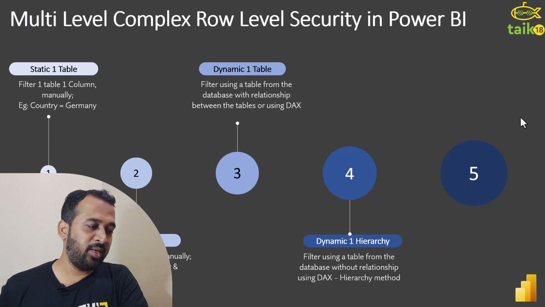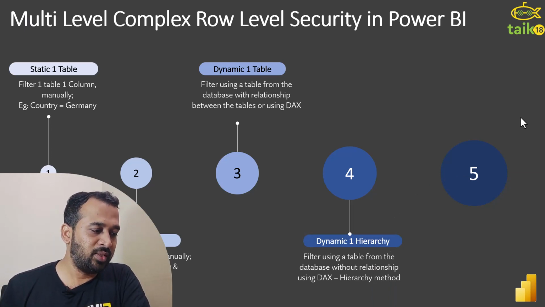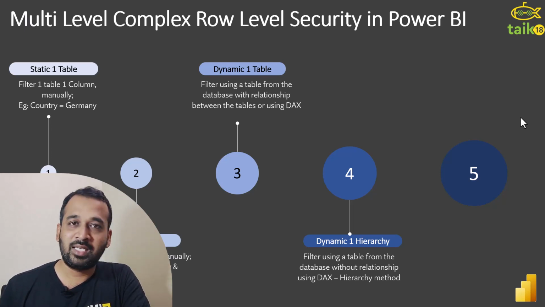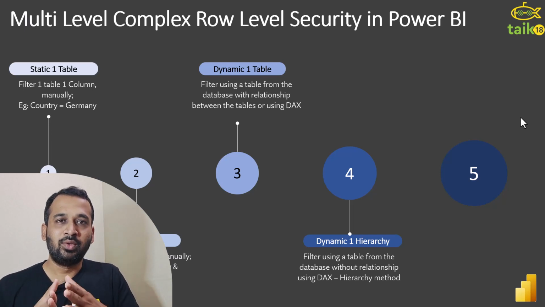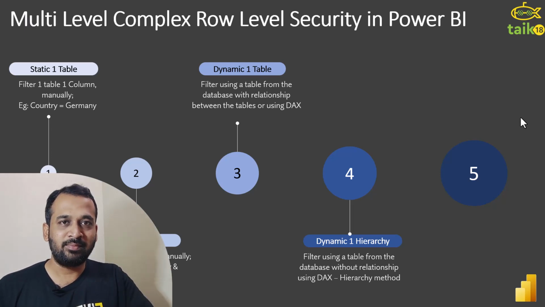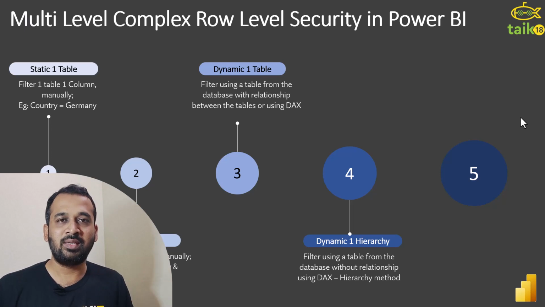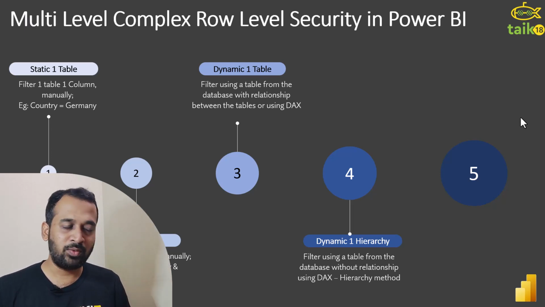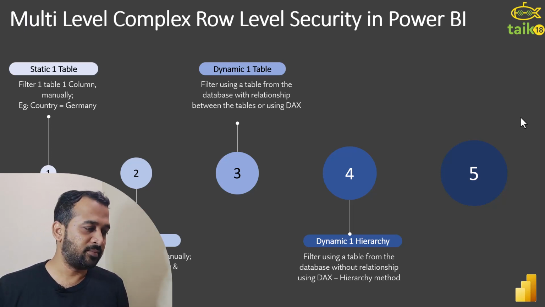The next is dynamic one hierarchy. Filter using a table from the database without a relationship, using DAX or the hierarchy method. Let's say for example you have a manager and you want to look into your subordinates automatically, and the subordinates, whenever they log in, only see their own data. That's one scenario. Another scenario is where we have country, state and city, and we want to filter based on the manager level. I'm going to show that demo as well. In that case also we can make use of this dynamic one hierarchy.